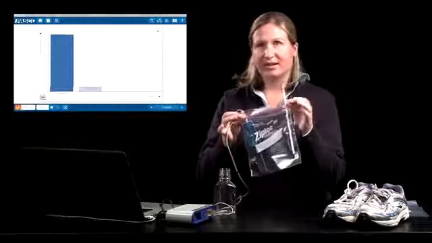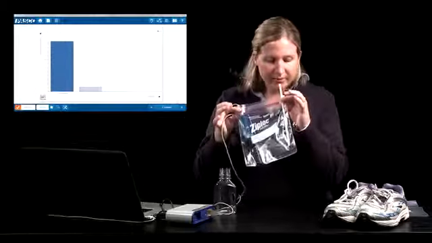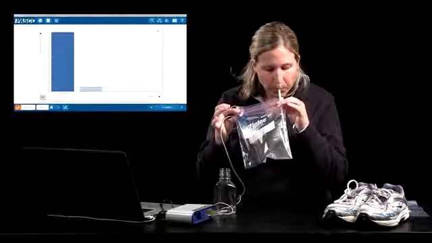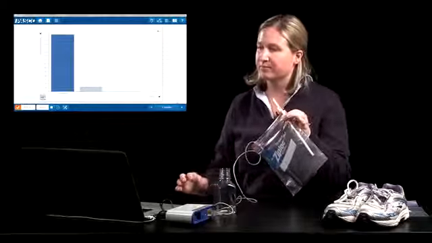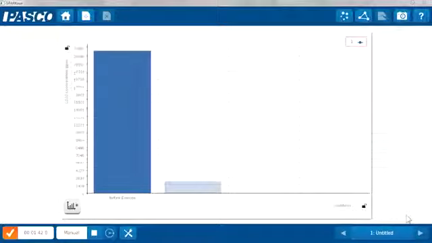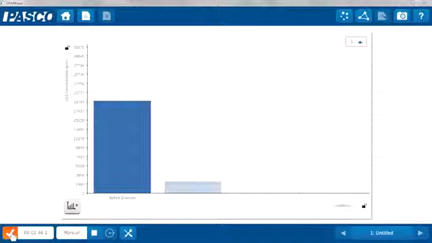So I would just take a deep breath and breathe into the bag, and then pinch it closed. And then once the carbon dioxide concentration stabilizes, I'll preserve that value.